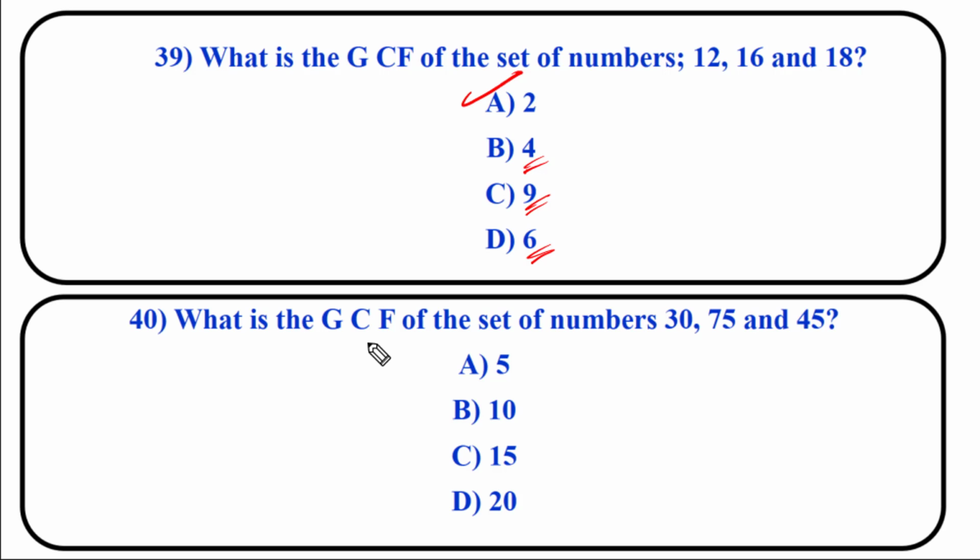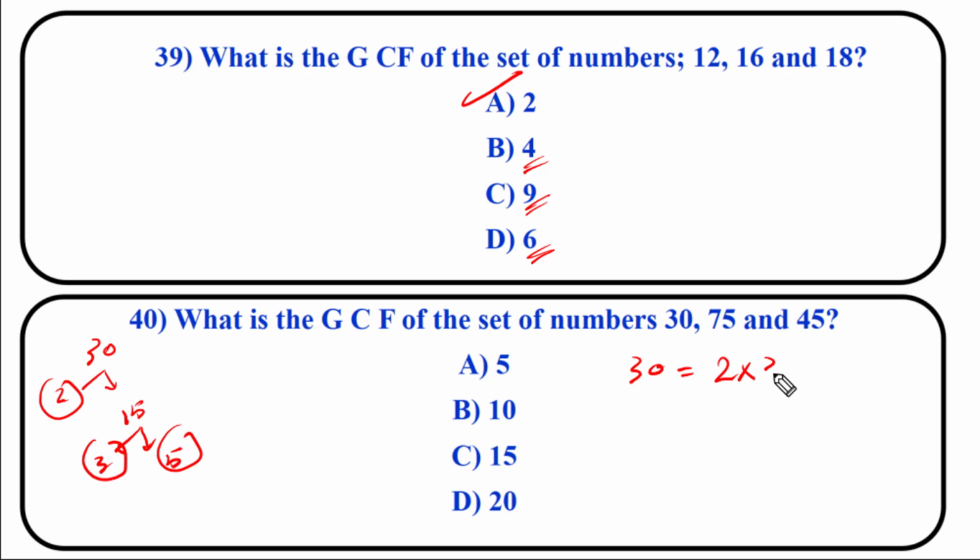Number 40, what's the GCF of a set of numbers 30, 75, 45? We have here three numbers, and the three numbers are large numbers. How can we find the GCF? We can find the GCF of the three numbers by using prime factorization we studied before. Now 30 equals what? 30 is divisible by 2 equals 15, and 15 is divisible by 3 equals 5. Now the prime factors of 30 are 2, 3 and 5. We can write 30 as 2 times 3 times 5.